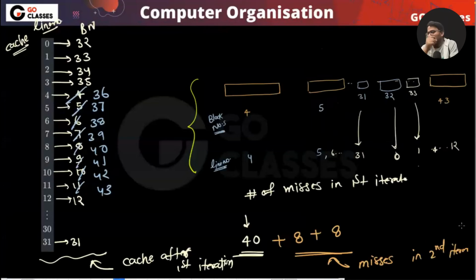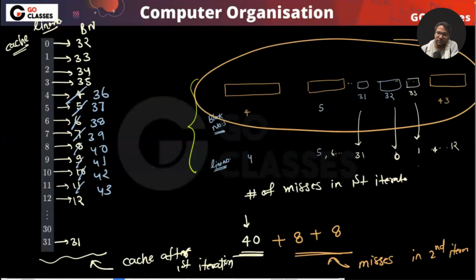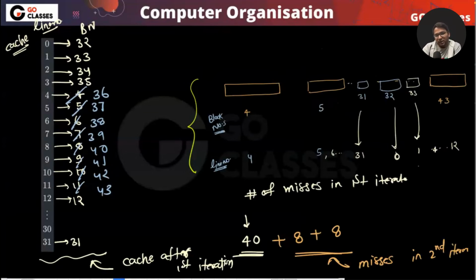See, let's first understand what I'm saying. For the first iteration, all 40 are misses. For the second iteration, I'm saying that to start with, these 8 will be misses, but everything else is a hit. Then the last 8 will also be missed, right? Because you will be replacing them with 4, 5, 6, then you again have to replace with 36, and so on. So the last 8 will again be missed. First 8 and last 8.